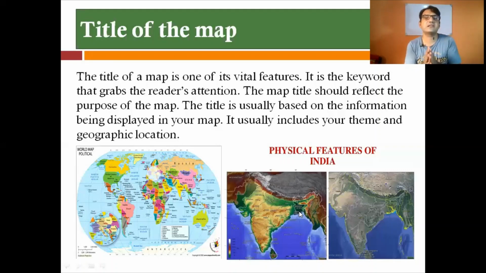So you can understand from the title of the map, because it's showing the theme. What is the theme? The theme is the physiography or physical features of this map. And this is the geographical location. When we say India, it's giving you the geographical location of that map.